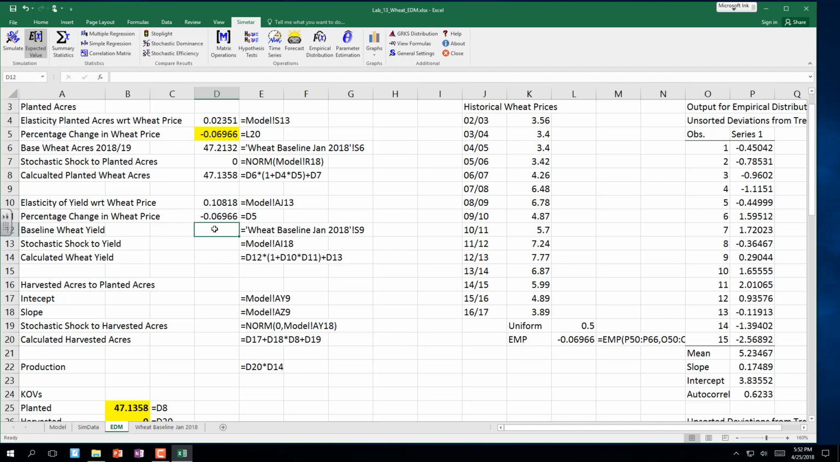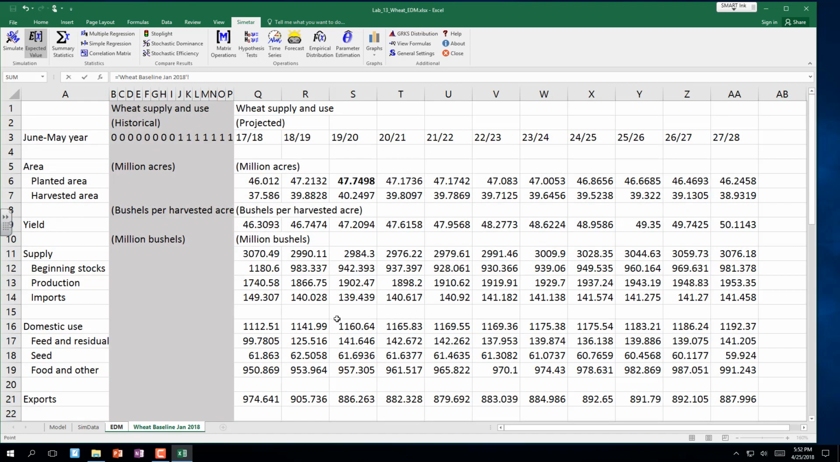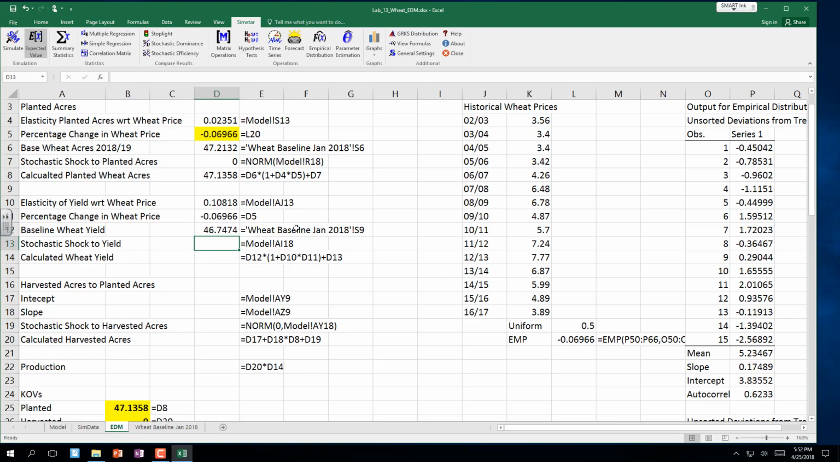Now we get a yield. Same place, equals the wheat baseline. We've got yield. And we're supposed to be pulling 19, Mason? 18-19. Right. Okay, that one, column R.